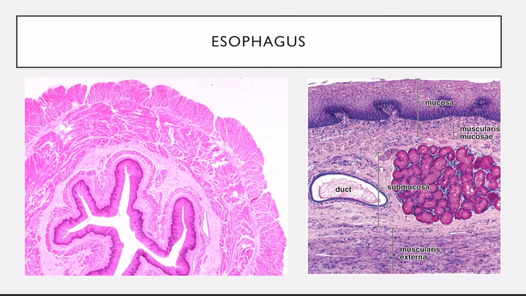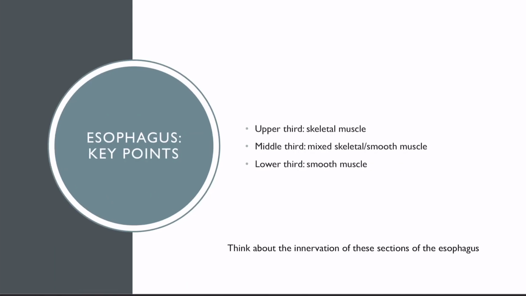The esophagus has a unique muscularis externa, as it is the only place in the GI tract where we will see skeletal muscle in this layer. The length of the esophagus can be broken into thirds. The upper 1/3 consists of skeletal muscle. The middle 1/3 is comprised of a mix of skeletal and smooth muscle, and the lower third is comprised of smooth muscle only.